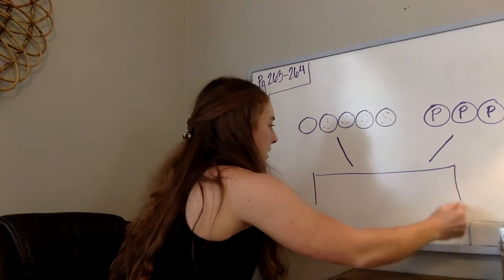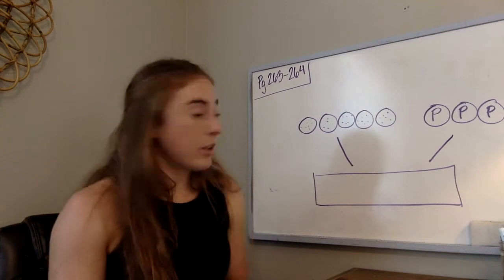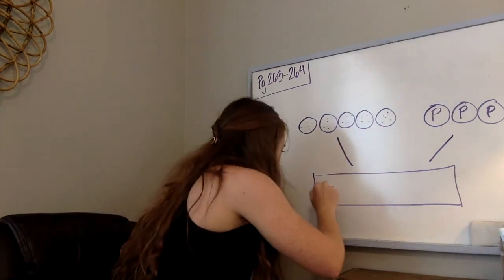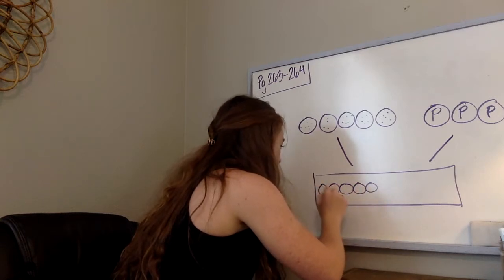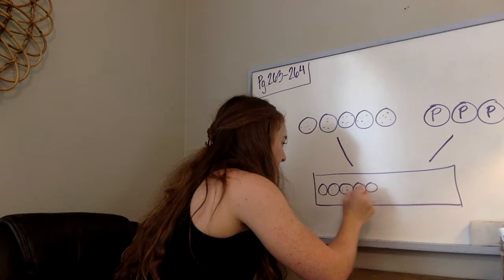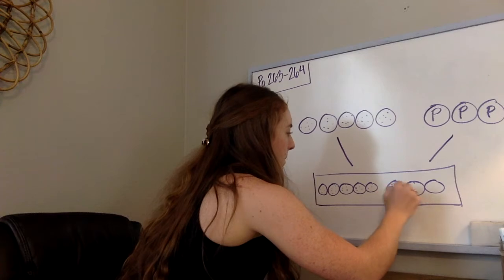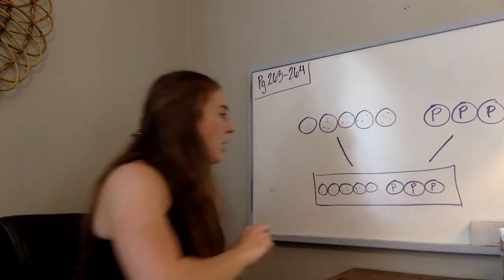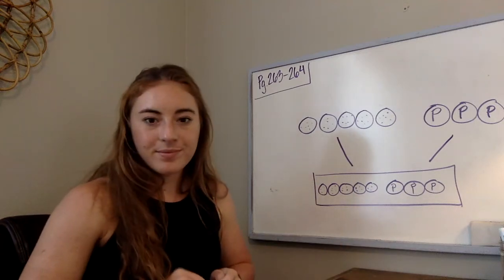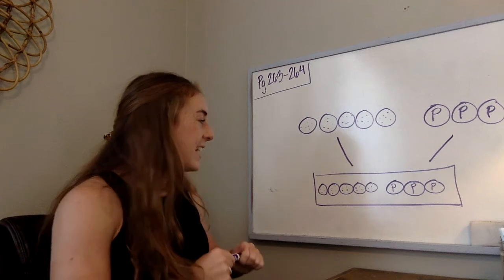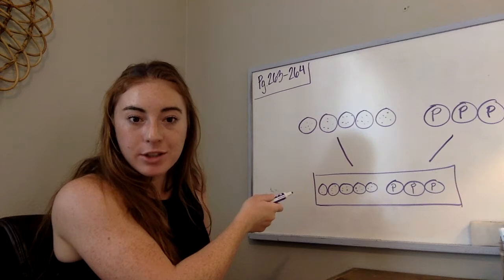And now I want to know how many cookies did he buy all together. So I'm going to take this 5. 1, 2, 3, 4, 5. My chocolate chips. And I'm going to draw 3 peanut butter cookies with my P. So how many cookies do I have all together? 8. 8 cookies. How could we show a number sentence that matches my picture?